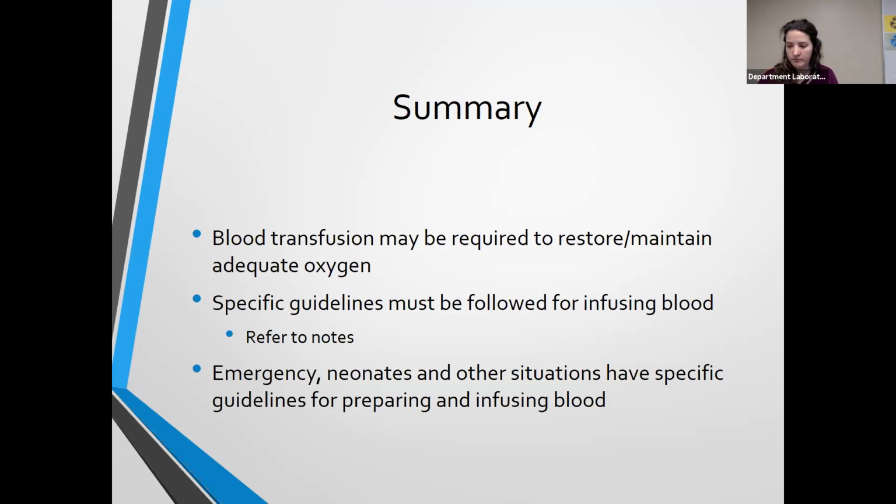All right, anybody have any questions? I think it would be really cool if I could simulate a massive transfusion. Maybe we could do it in lab one day. I would love to do that.